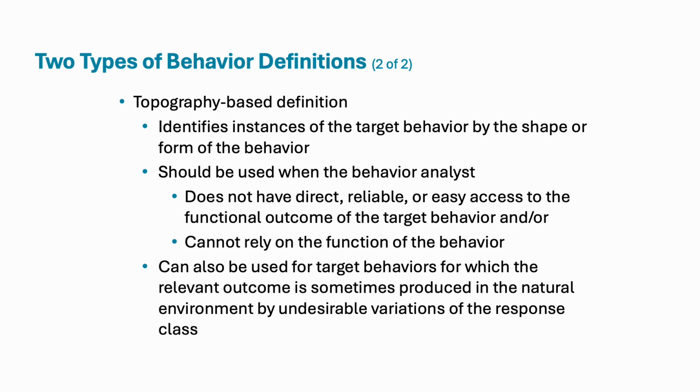When we are using topography-based definitions, we are simply describing exactly what the behavior looks like, and we try to be very specific, so that it's as clear as possible to the observer what is included. These types of definitions should be used primarily when we don't have that direct, reliable, or easy access to the function of the behavior, or when we can't rely on the function of the behavior.